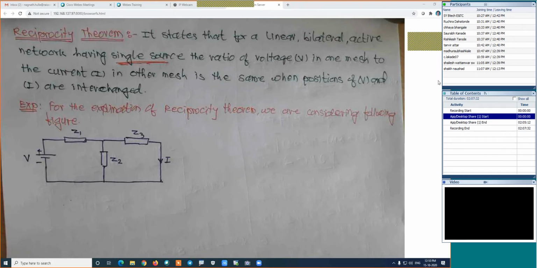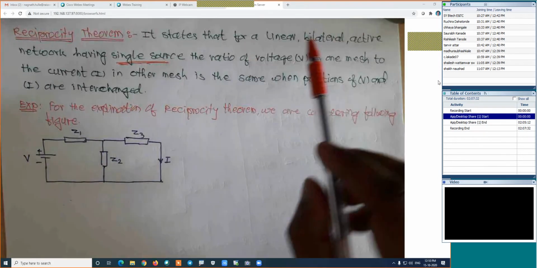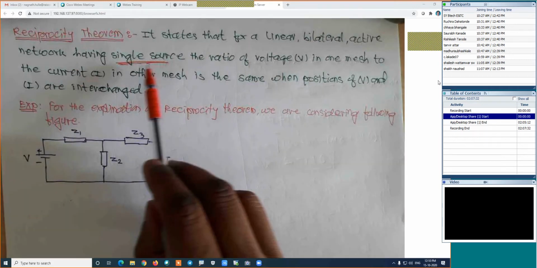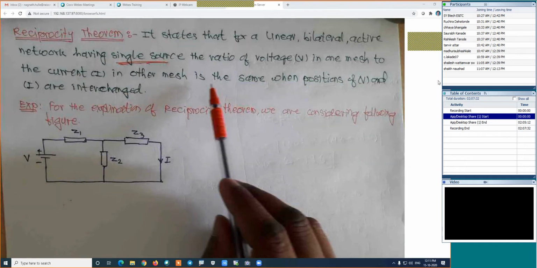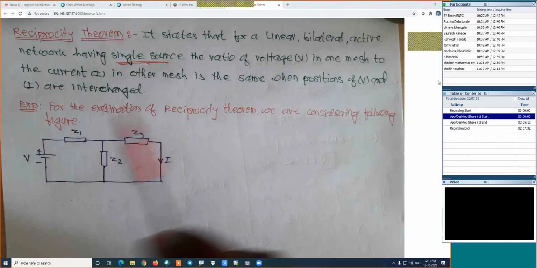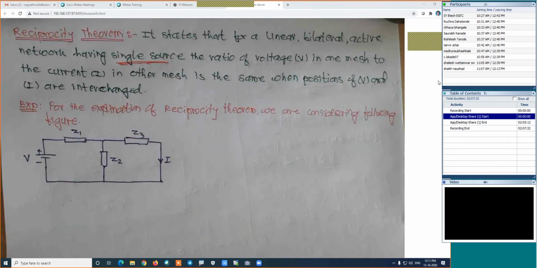Is it right? It states that for a linear bilateral active network having a single source, the ratio of voltage V in one mesh to the current I in other mesh is the same when positions of V and I are interchanged. हमें ये theorem calculations के लिए generally use नहीं करते हैं. We will use this theorem for verification purpose. Is it right? What does this theorem say?